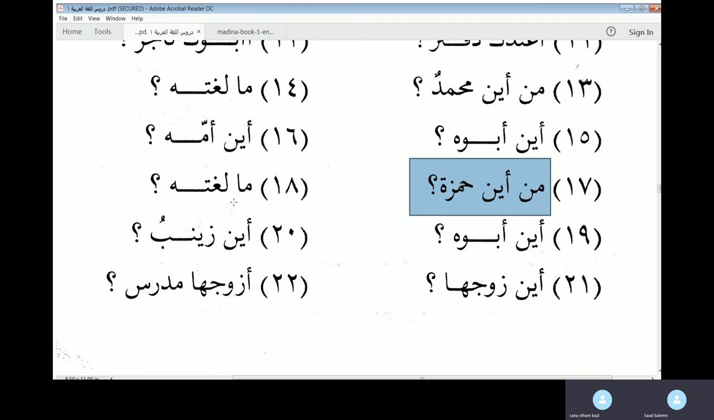Okay. But if we read fi, then he is from. He's in Japan. If you add fi, then it will become he is in Japan. Oh. It changes the meaning.